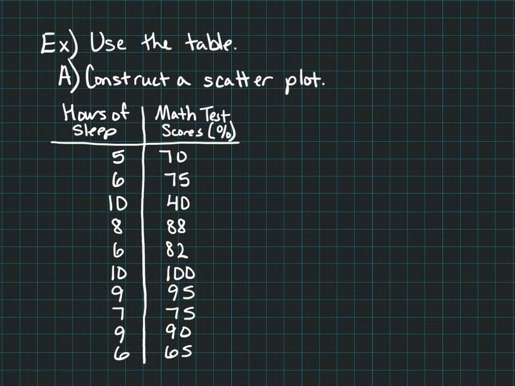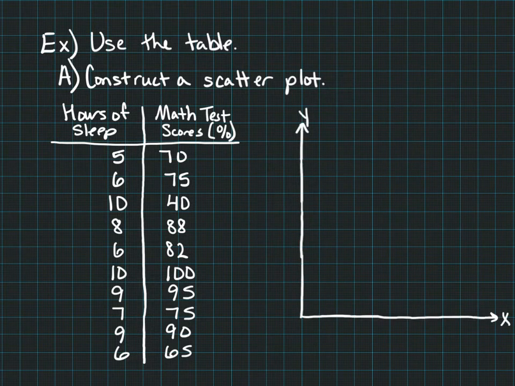In our example, we're going to use the table to answer some questions. Part A says we're going to construct a scatter plot, and you're given a table here. So to construct a scatter plot, we're going to plot points on a coordinate plane. So in creating a scatter plot, we're first going to think about how we would construct our x and y axes. Notice that they're all positive, so I only drew a first quadrant, quadrant 1. Scatter plots are almost always going to be just found in the first quadrant.